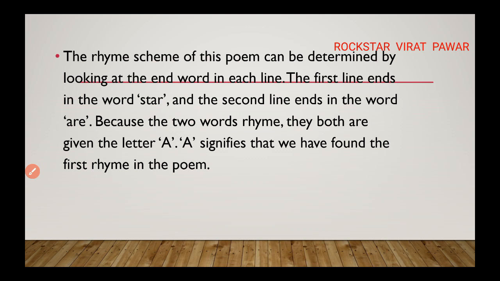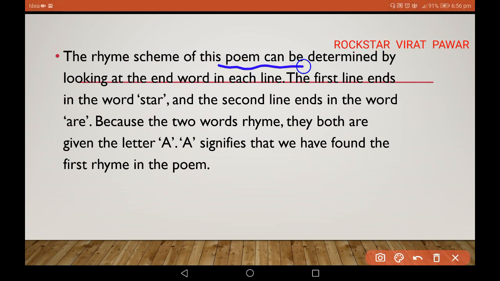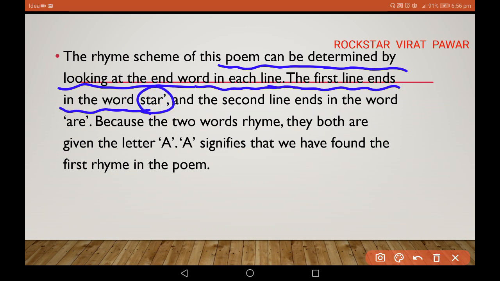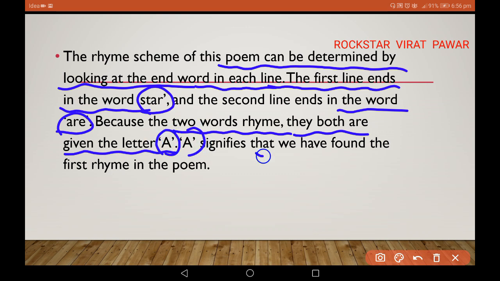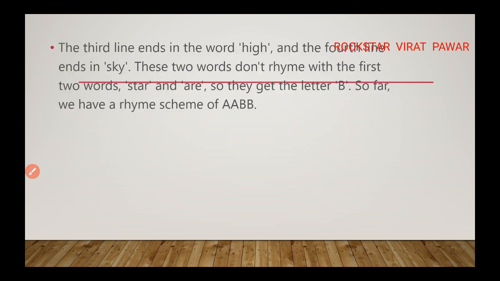So you can find the rhyme scheme of this poem by looking at the end word in each line. The first line ends in the word star and the second line ends in the word are. Because the two words rhyme, they both are given the letter A. A signifies that we found the first rhyme in the poem. I had previously told you about writing A, so we will follow the next slide.